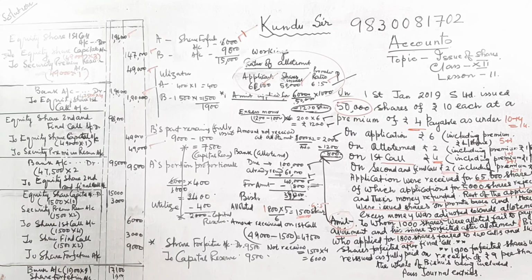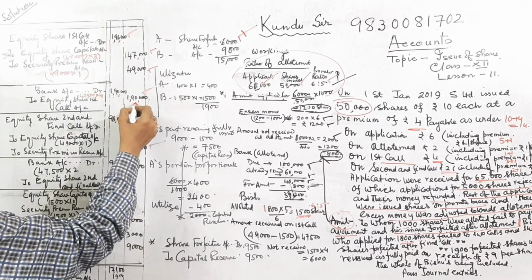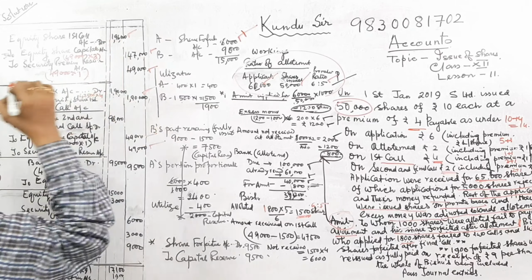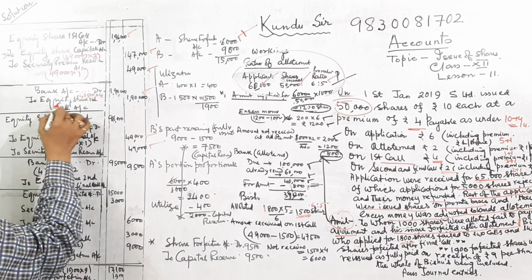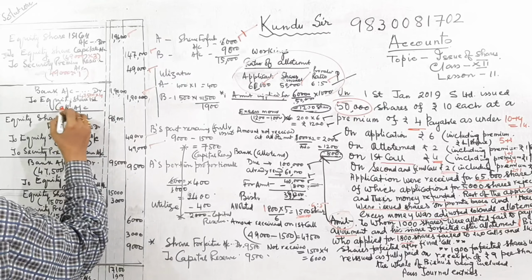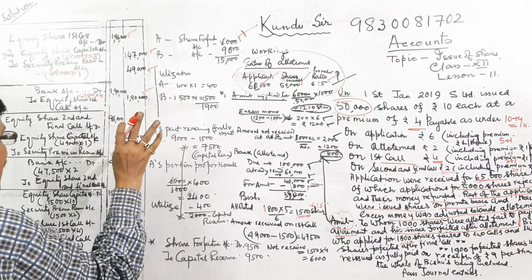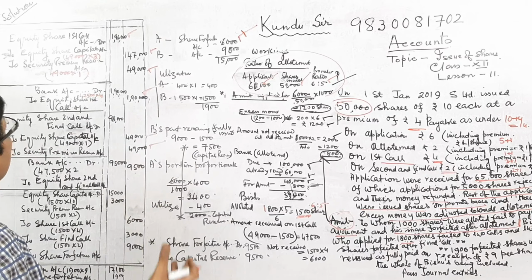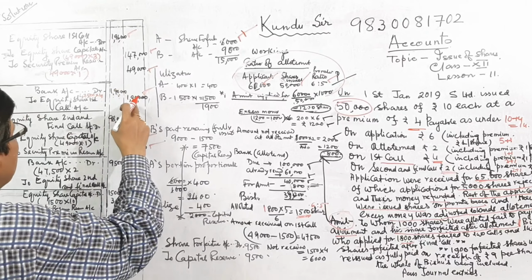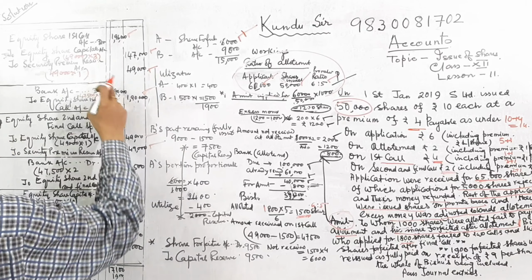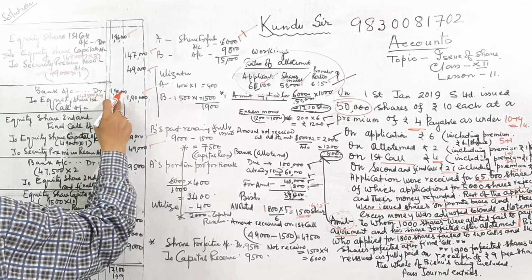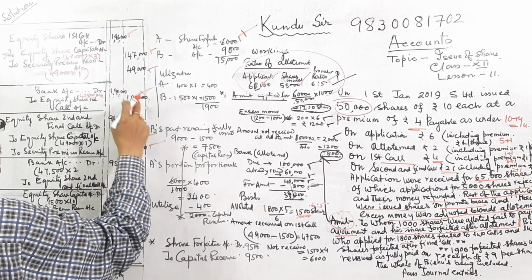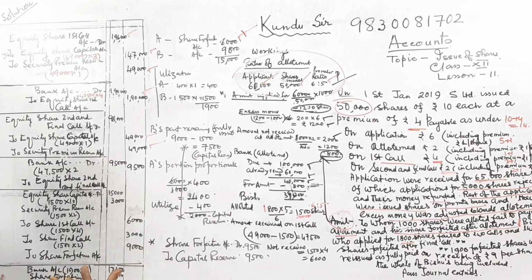Otherwise, an alternative entry, if you want to credit 1,96,000, then bank account debit, then calls in arrear account debit 6,000, and equity share first call account 1,96,000. There are two options: bank account debit 1,90,000, calls in arrear account debit 6,000, to equity share first call account 1,96,000. You can follow any system.